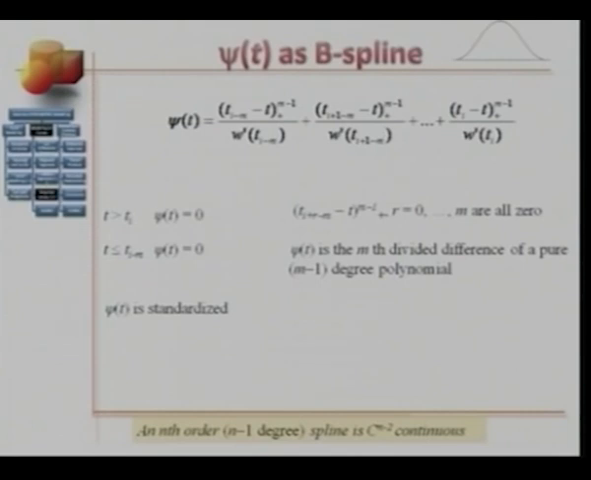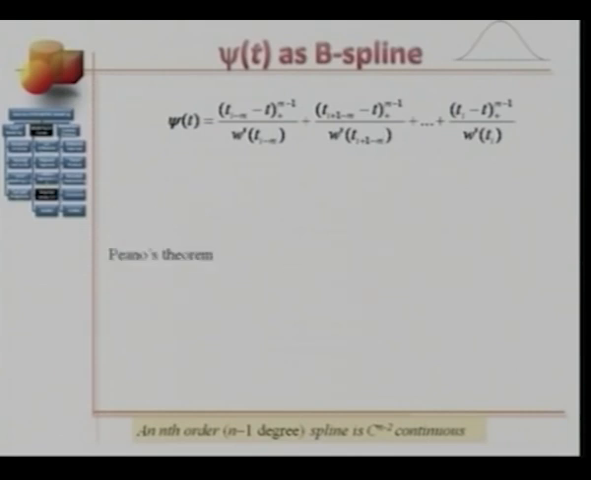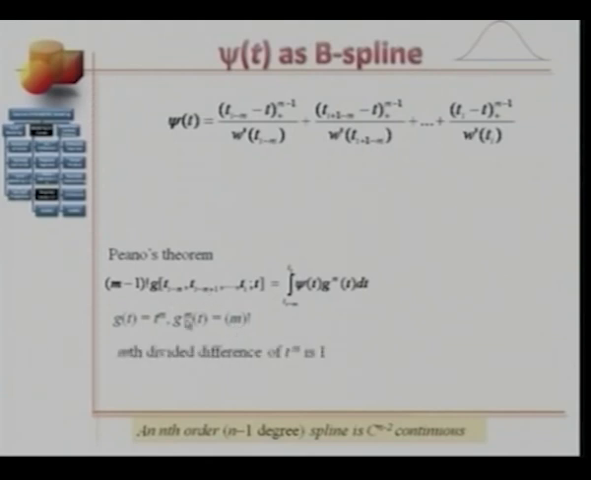Also, psi of t is standardized. We showed this using Peano's theorem that says (m minus 1) factorial times the mth divided difference of any function g is equal to the integration from t_{i-m} to t_i of psi of t times the mth derivative of g, dt. We chose g(t) to be equal to t raised to m. So the mth derivative of g(t) is m factorial, and the mth divided difference of t raised to m is 1.